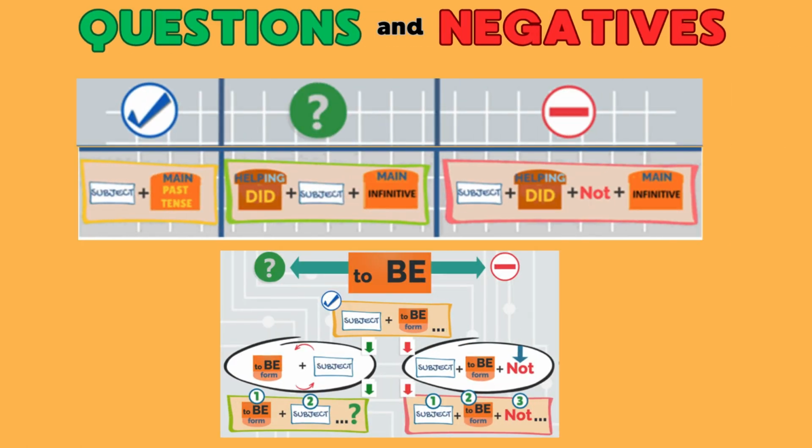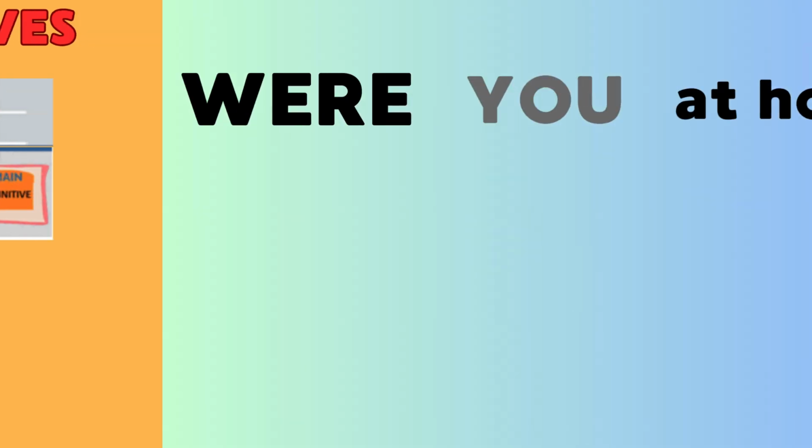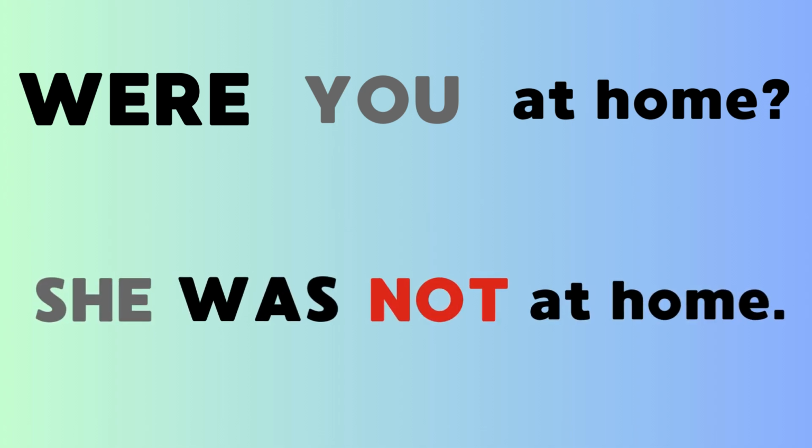There is a special order of questions and negatives with the verb to be. In the past simple, the verb to be takes the forms was and were. So, for the question, we just move was or were before the subject. For the negative, we just add not after was or were.